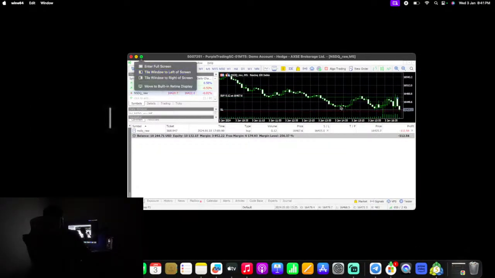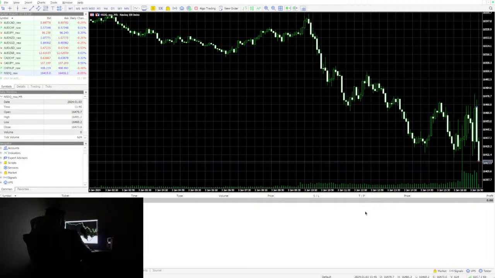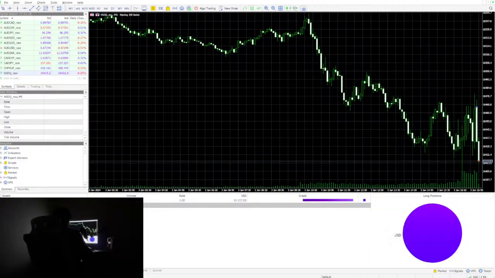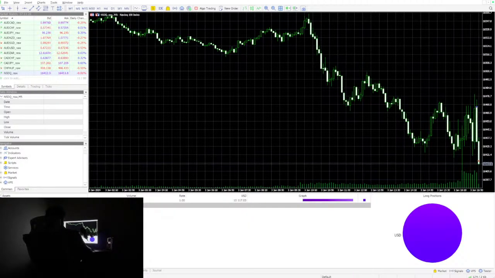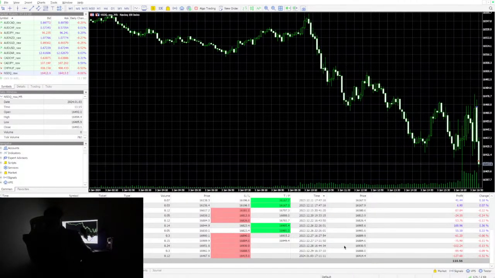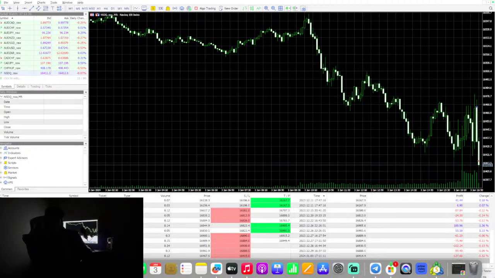It's a little pending right now, but I think it will hit the stop loss. Yeah, very nice. So we are back at just 1.17% profit, right? We have one, two, three, four losing days in a row. Good.